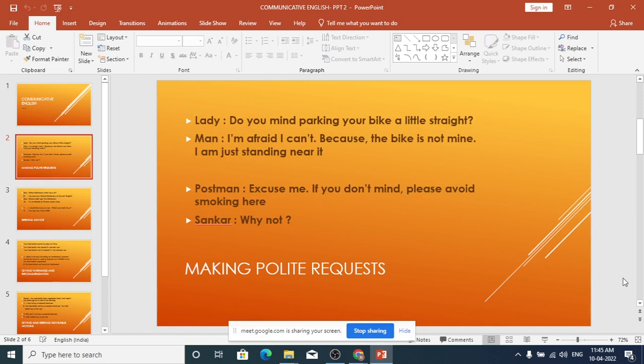Postman, excuse me, if you do not mind, please avoid smoking here. Sankar, why not? Excuse me, if you don't mind, please avoid smoking here. Like that you have to read. Okay, one more person. Anybody other than these two? Anybody can read this slide other than the two who have already read? The last person who has come, Raja, can read.